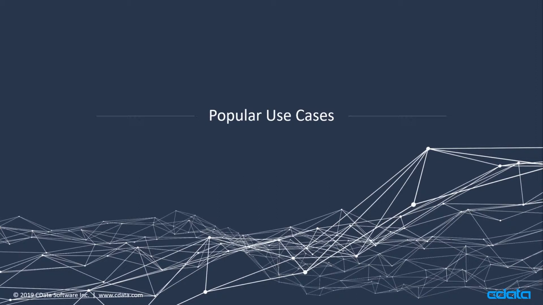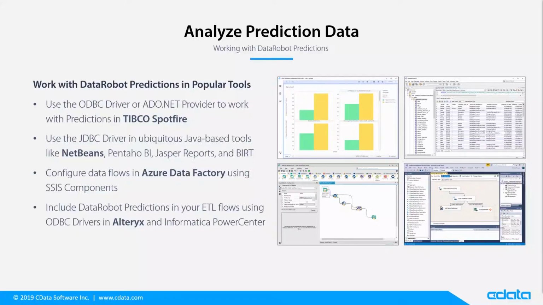So, things that people might want to do with DataRobot predictions. Specific tools that they might be interested in. The ODBC or ADO.NET providers offer connectivity within TIBCO Spotfire, which is a BI reporting and analytics tool by TIBCO. The JDBC driver, as I mentioned before, is cross-platform. So if you just want to visualize or see the data, you could do that in the different database tools available in Java IDEs like NetBeans or Eclipse.